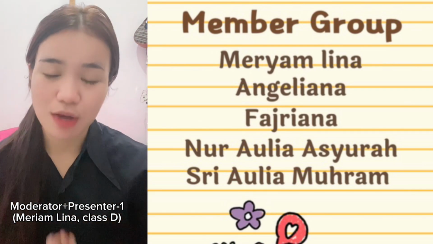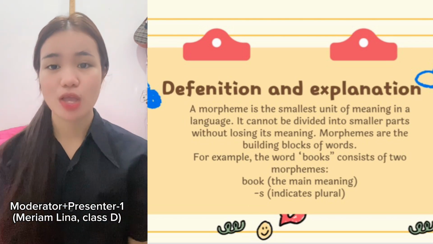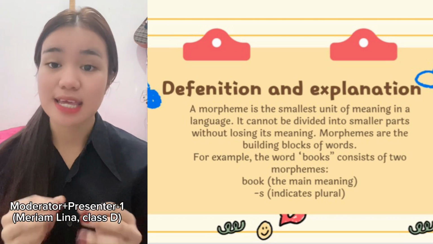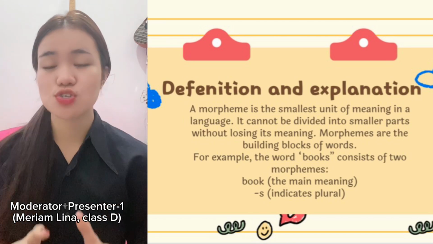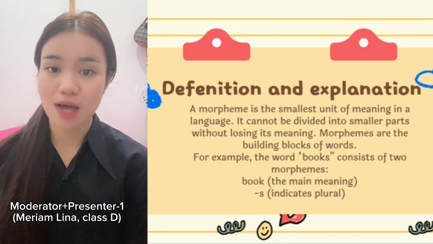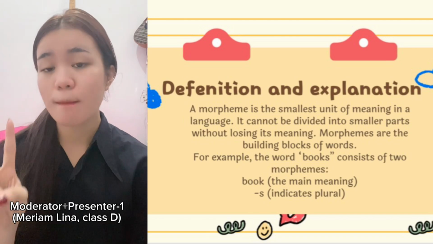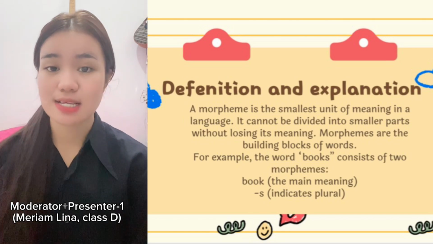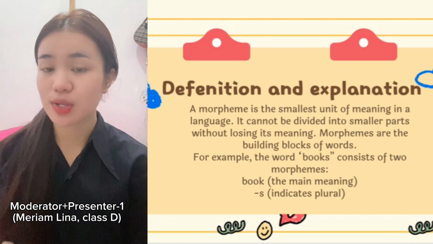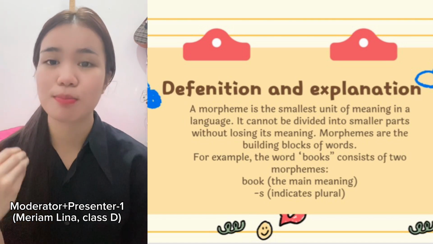Okay guys, let us begin our presentation. Now, without further ado, let's move on to the first explanation. What exactly is a morpheme? A morpheme is the smallest unit of meaning in a language. It can't be divided into smaller parts without losing its meaning. Morphemes are the basic building blocks of words. For example, the word books consists of two morphemes: book, which carries the main meaning, and s, which indicates plural. That is a brief explanation from me. Next, the presentation will be continued by my friends.